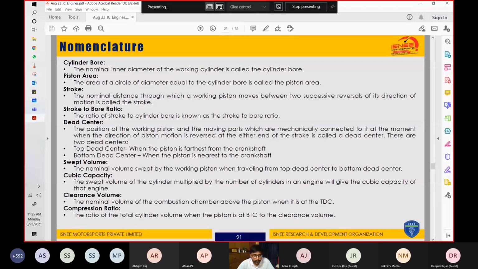Then there is the swept volume: the nominal volume swept by the working piston when traveling from TDC to BDC. Then there is cubic capacity: the swept volume of the cylinder multiplied by the number of cylinders in an engine is the cubic capacity. Then clearance volume. At the topmost position of the combustion chamber, the piston doesn't hit the top. It has some gap, and the volume of that gap or clearance is known as the clearance volume.